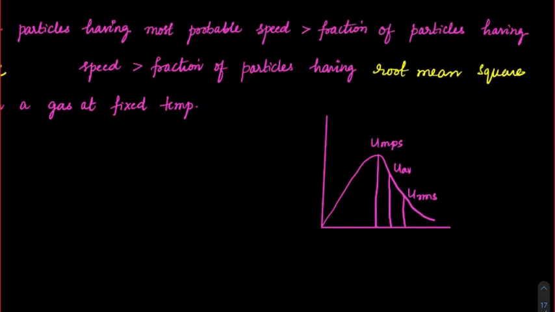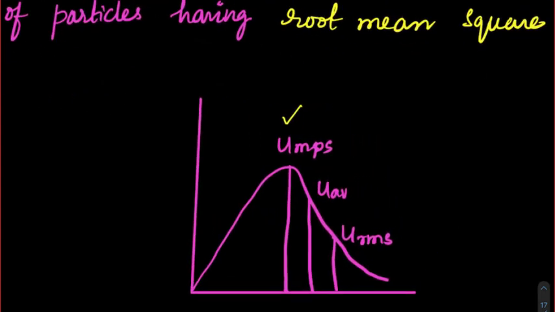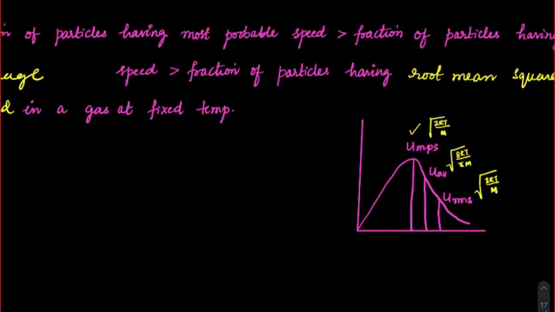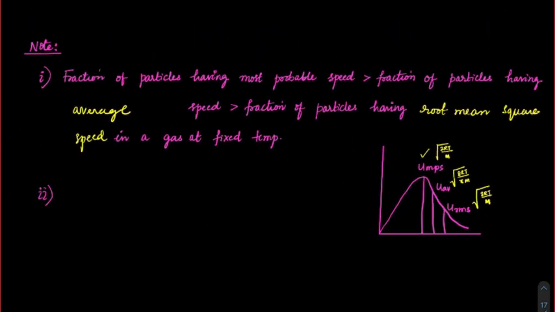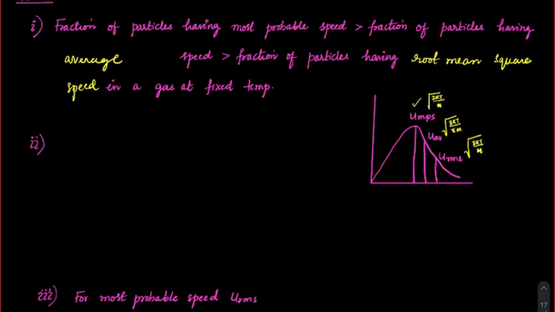This can be depicted from the graph. Usually u most probable has the lowest value. You can see that because it is root of 2RT by M, while this is root of 8RT by pi M, while this is root of 3RT by M. So the highest value is for u RMS. That is why it is far away; this distance is root of 3RT by M. Since it has a higher value, you can see the fraction is the least for it as compared to average and most probable. So that is one important conclusion you would be able to get.